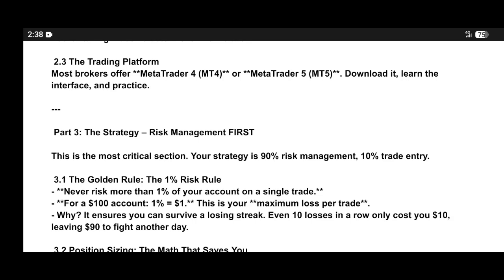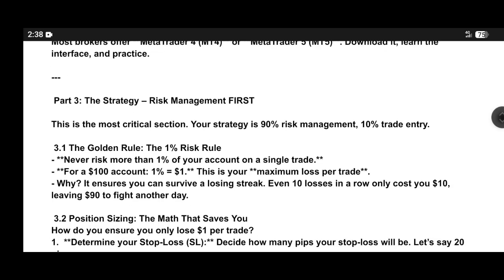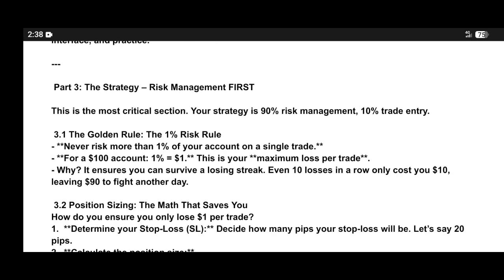Yes, risk management is your first strategy. This is the most crucial section. Your strategy is 90% risk management and 10% trade entry, which is the golden rule, the 1% rule. Risk only 1% of your account, if possible 0.5%. Never risk more than 1% of your account on a single trade.